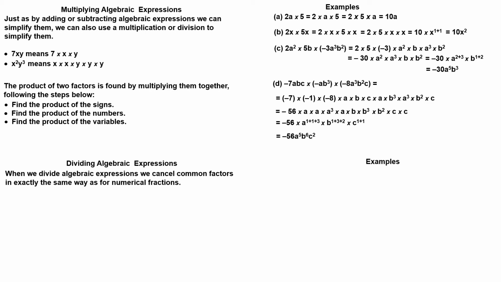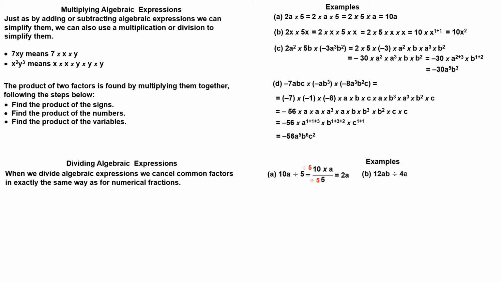Examples. 10a divided by 5. Divide both top and bottom by 5, making the numerator and denominator smaller, so that the fraction is in its simplest form.